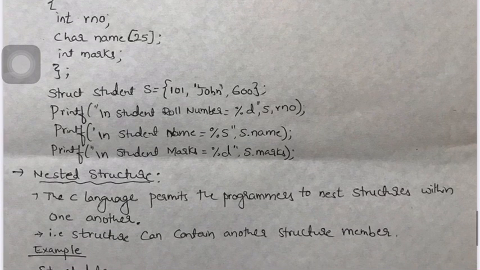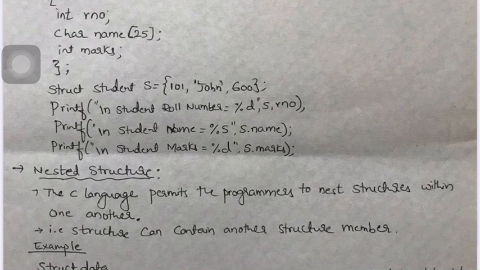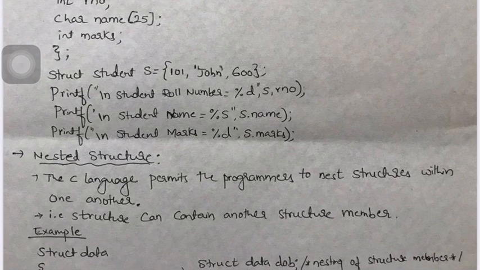Then coming to the next line, struct student, this is for one of the students, s is equal to 101, that is the roll number, name is John, and 600 is the marks. So this is all the information we are reading for one student using the structure. Here we are again printing what is available or read from the structure.